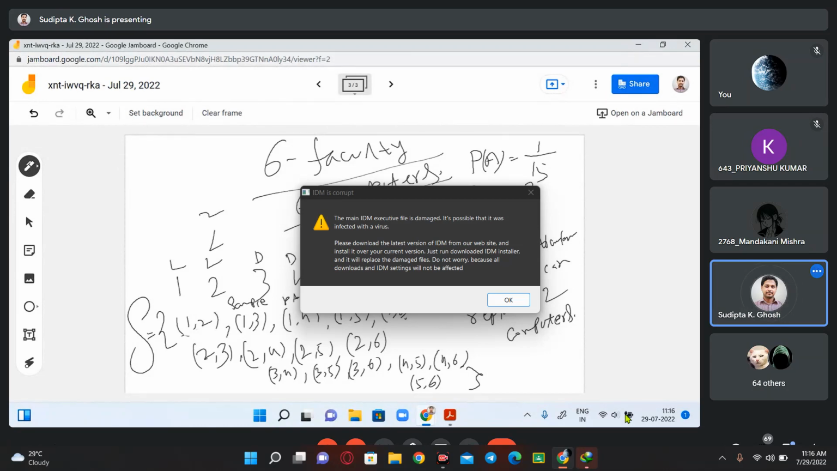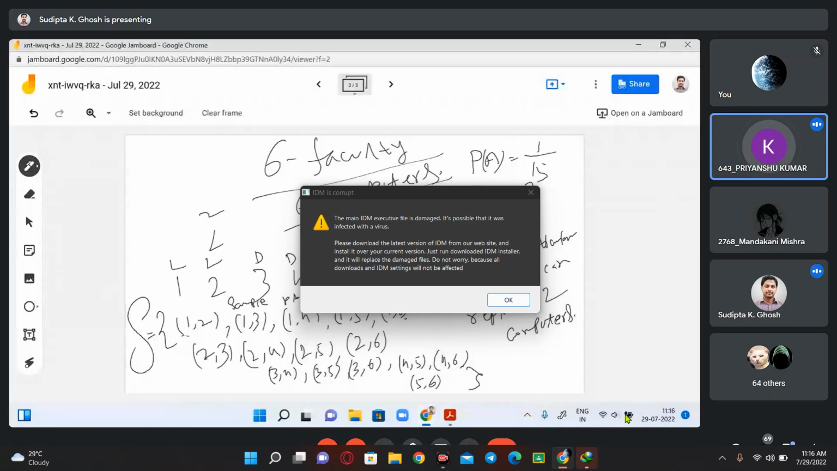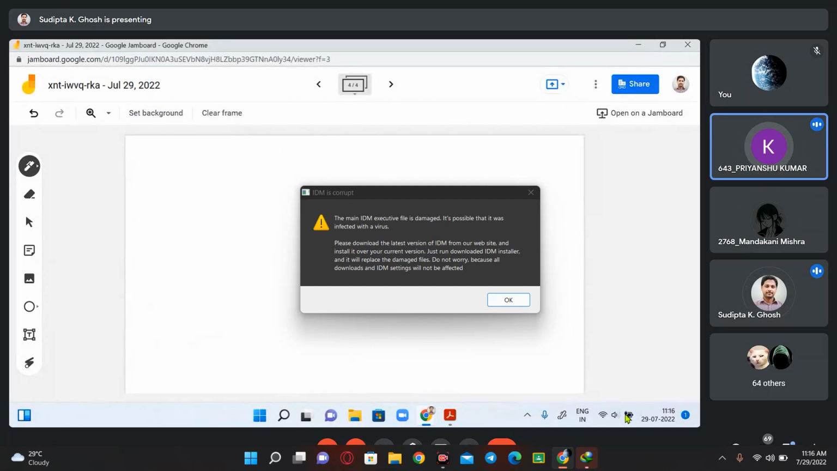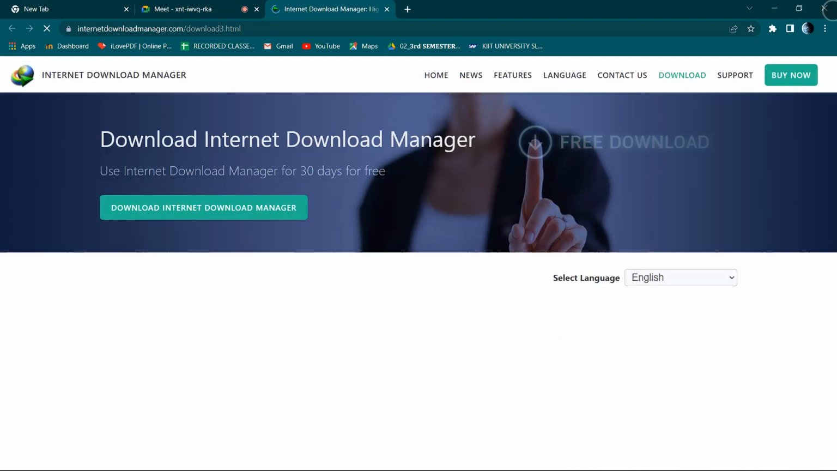First answer is done. Now moving to the second one. What is the probability that both selected setups are desktop machines? Suppose the event is given with B. The points are 3, 4, 3, 5, 3, 6, 4, 5, 4, 6, and 5, 6.